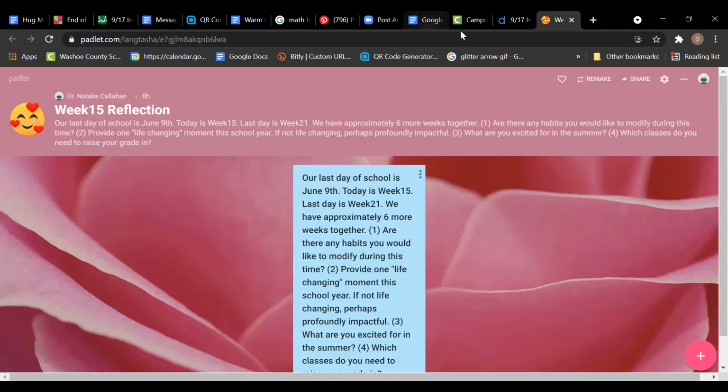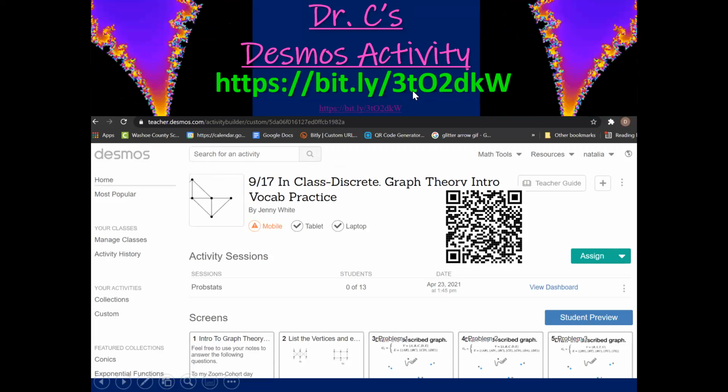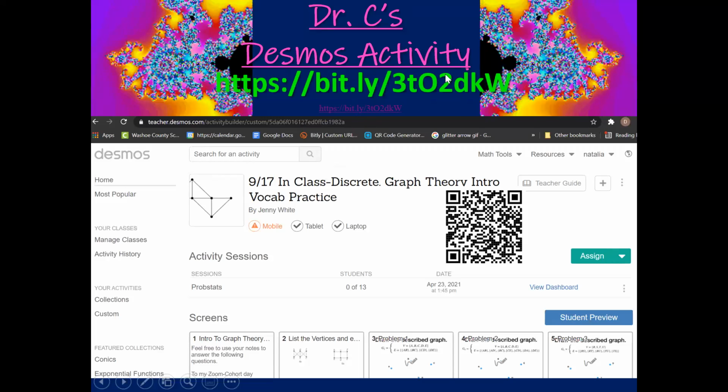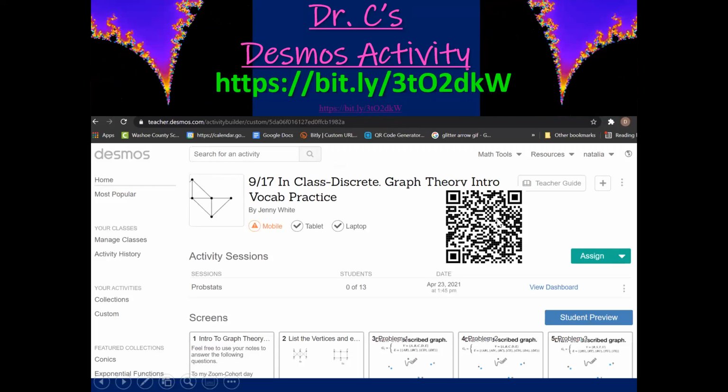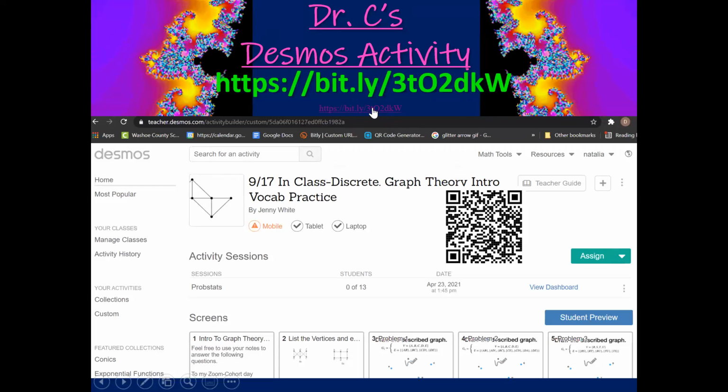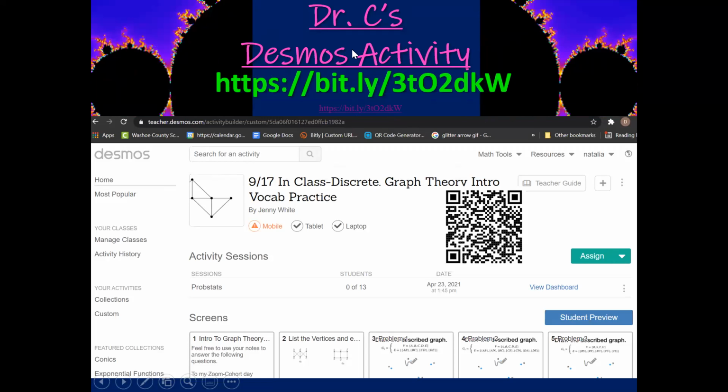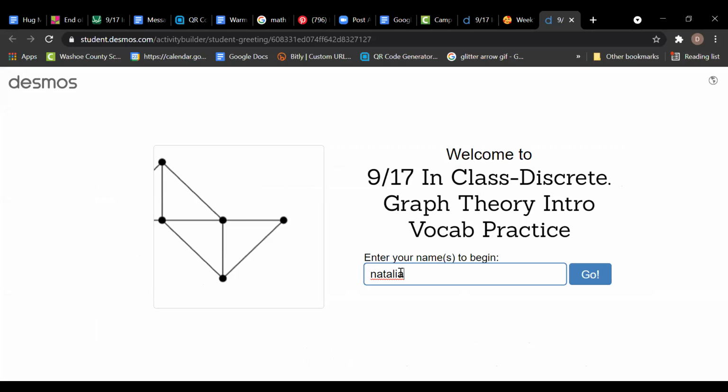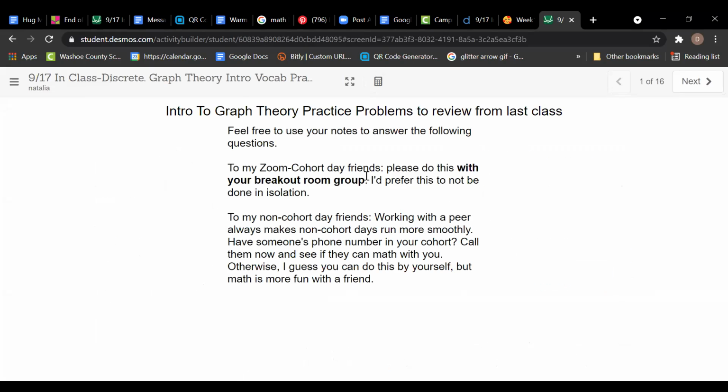All right, let's go back to this then. Our next part right here is a Desmos activity that I would like you guys to work on. You can either use a QR code or the green link, but once you get to it, this is what it's going to look like. You're going to type in your name. My name's Natalia, so I type it in, click on go, and then you're just going to type your responses on Desmos.